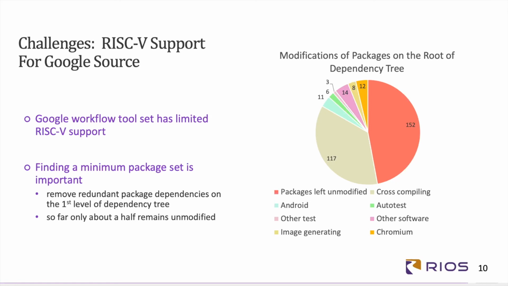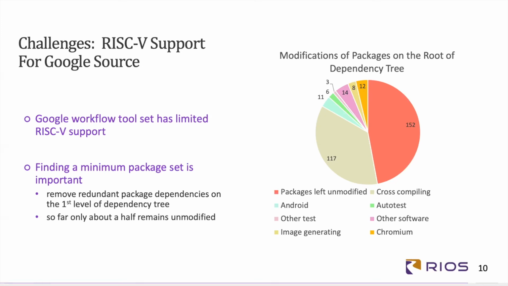And here is a chart about our modifications on the root of the dependency tree, the first level of the dependency tree. We can see that only about half of the packages remain unmodified, and about half we just remove from the dependency tree.